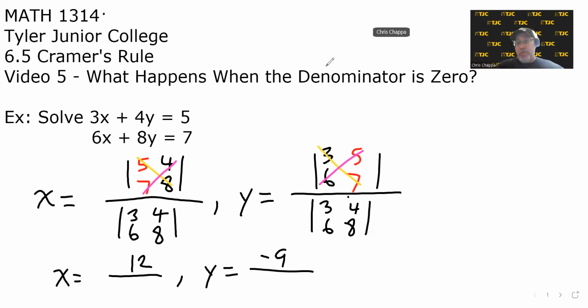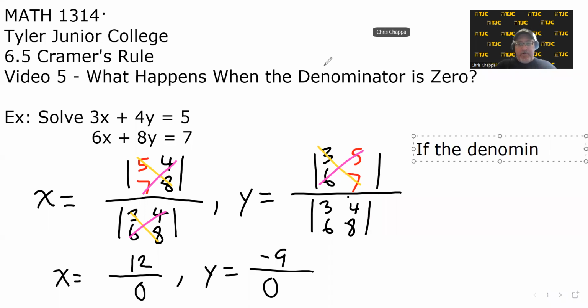So everything's going swimmingly. But when we get to the denominator, 3 times 8 is 24. 4 times 6 is also 24. And 24 minus 24 is 0. So we'll get 0 on both. So what can I glean from this? Well, I'm going to glean a little bit more than you might think.